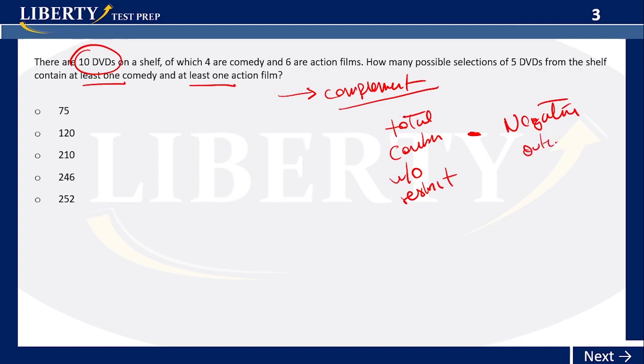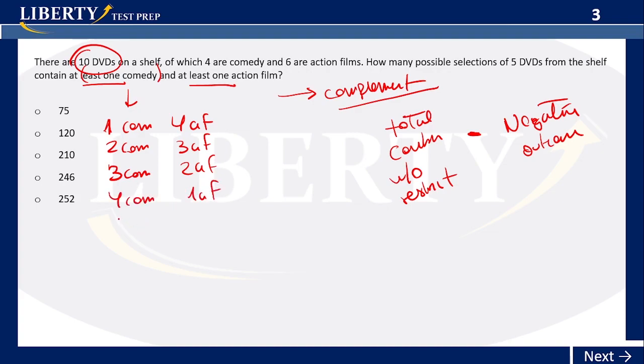outcome. So when they say at least 1 comedy, what is a negative outcome? Because at least 1 comedy, think about it, is 1 comedy, right? And no action film. I'm sorry, you have to select 5, right? 4 action films and 1 comedy, 3 action films and 2 comedies, 2 action films and 3 comedies, 1 action film and 4 comedies, and 5 comedies and no action film. And then at least 1 action film is the same thing as this, but without this one here.